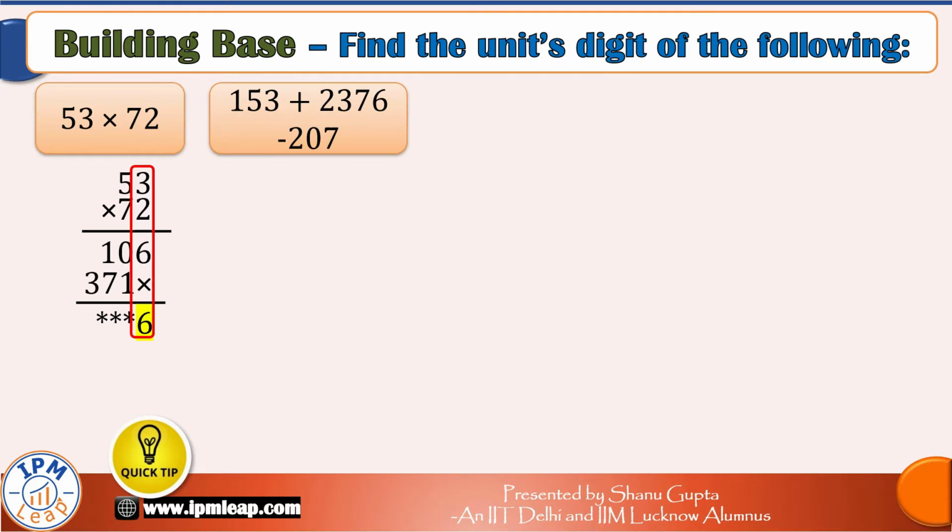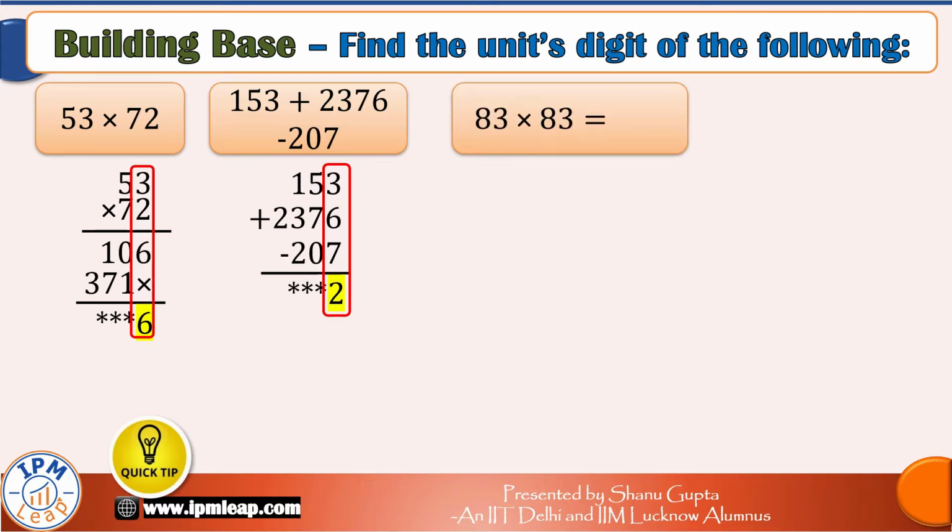If we have to find the units digit of 153 plus 2376 minus 207, while solving this sum, we will align the units digit of all the three numbers like this. And therefore, the units digit of our answer will depend only and only on the units digit of these three numbers. Now, the maximum application of this concept of units digit is when we have numbers with powers.